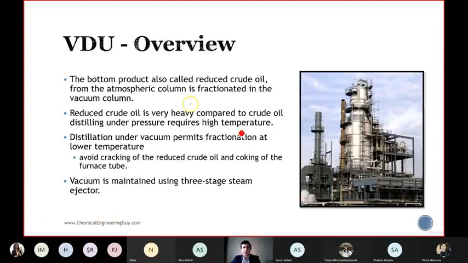In the vacuum unit overview, you know that AR, atmospheric residue, is sent to the VDU unit. Here we recover a small portion of diesel which is left in the atmospheric residue. We have the light vacuum gas oil and the heavy vacuum gas oil. These are sent to FCC. And we have the vacuum residue, which is sent to the DCU, delayed coker unit, and the BBU, bitumen blowing unit.